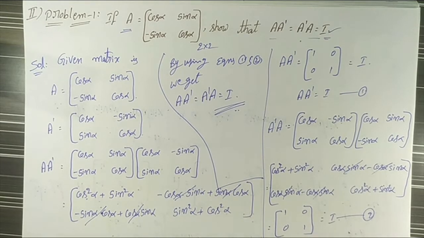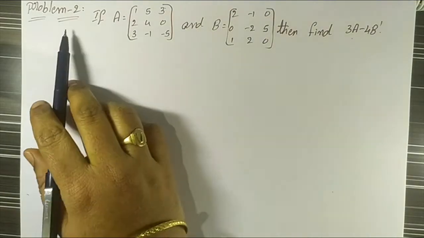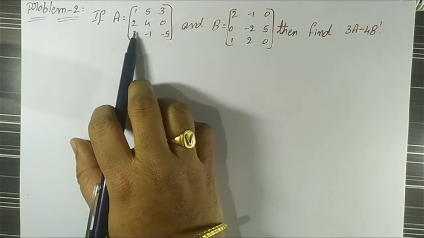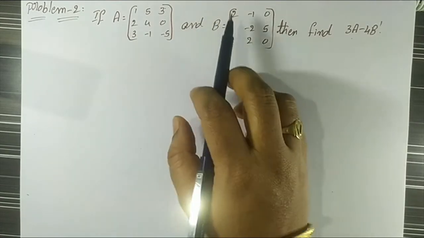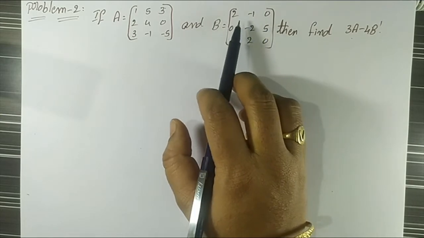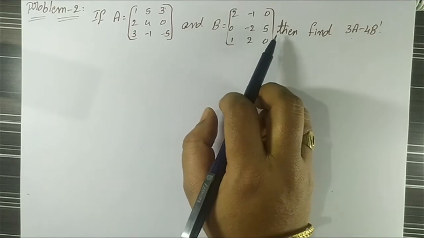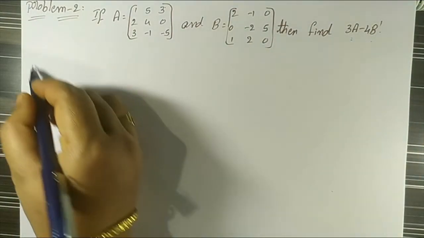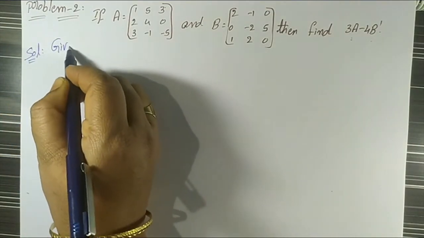Next, we will go to the second problem in the same section. The problem is: if A equals 1, 5, 3, 2, 4, 0, 3, minus 1, minus 5 and B equals 2, minus 1, 0, 0, minus 2, 5, 1, 2, 0, then find 3A minus 4B. This is our given problem. Next, we will go to the solution. First, write down the given matrices.